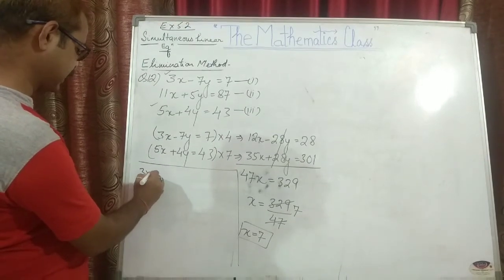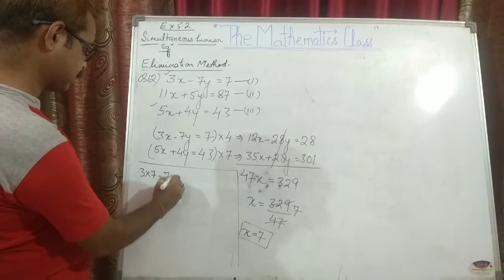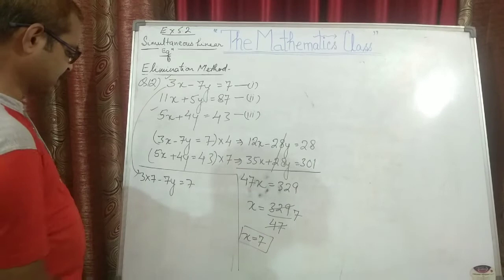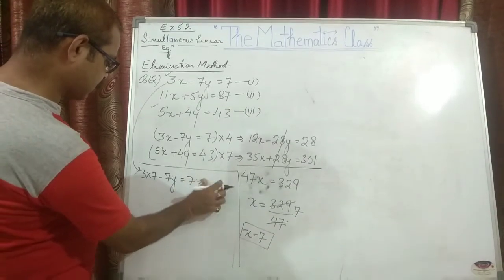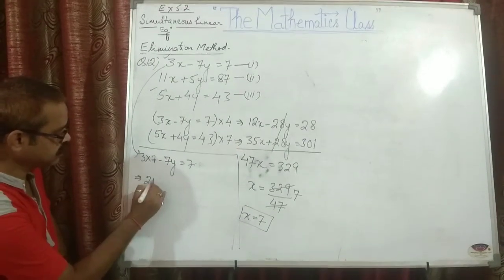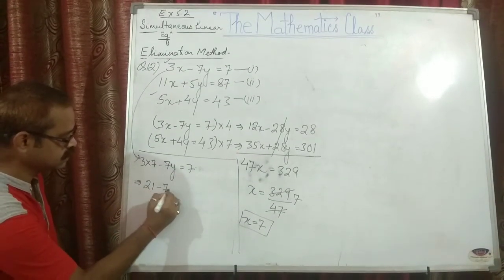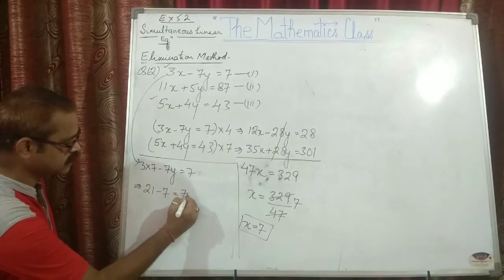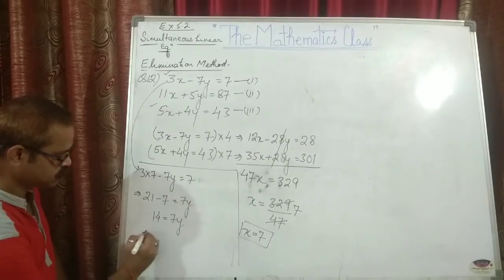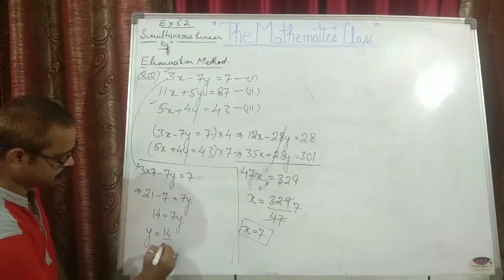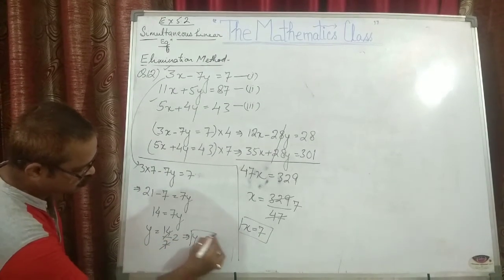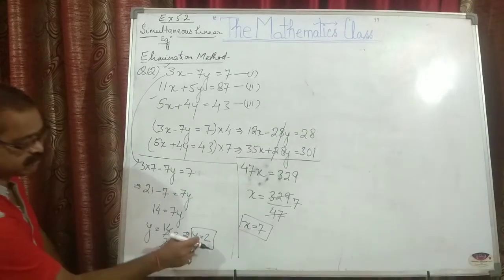3 into x, which is 7, minus 7y is equal to 7. This is the first equation. So I am putting the value. 7 3s are 21, so this becomes 21 minus 7y is equal to 7. The 7y goes to the other side as plus 7y, and the 7 goes to that side as minus 7. 21 minus 7 is 14, is equal to 7y. So y is equal to 14 upon 7, that is 2, which implies that y is equal to 2. You got the value of x as 7 and y as 2.